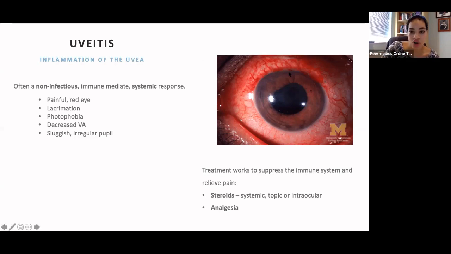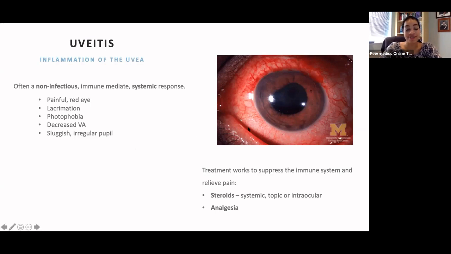And then the sluggish or irregular pupil. If you look here, this pupil isn't a nice circle, and that's part of the inflammatory response. As you guys have already said, it's often immune mediated, particularly HLA-B27. So your ankylosing spondylitis, IBD, particularly ulcerative colitis, and well, that's both types of IBD. Wow, finals was a long time ago. SLE, rheumatic, all the others.